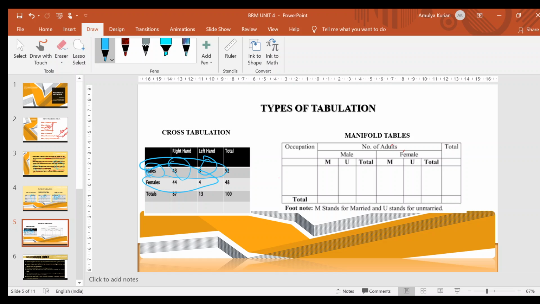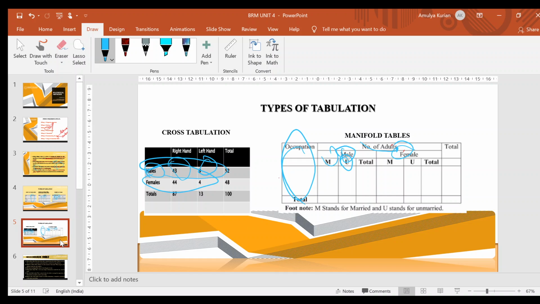The last one is manifold tables or tabulation. In this one, when information about different mutually related attributes or characteristics of a phenomenon are to be displayed, we will be using manifold. If you have seen, this is one characteristic, this is another characteristic, and these are different characteristics. Based on that, we are making the differentiation. Okay, so these are the different types of tabulation: one way, two way, three way, cross tabulation, and manifold tabulation. And the first, simple tabulation, is one way, all others are complex tabulation.